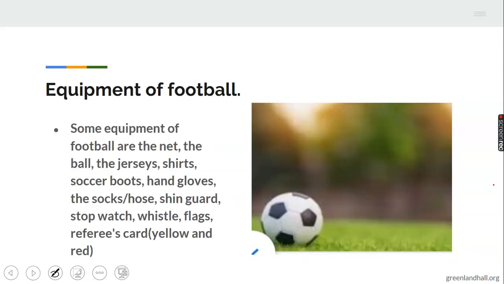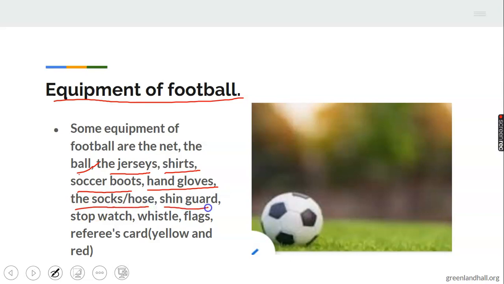Now, what is the equipment of football? You want to play the football game, what are the things we need? Number one, we need the ball itself, as you can see on the screen. This is a picture of a football. We need the jerseys, that is, the dresses that the players put on. We need the shirts. We need the soccer boots. We need the hand gloves, the socks, or called hose.